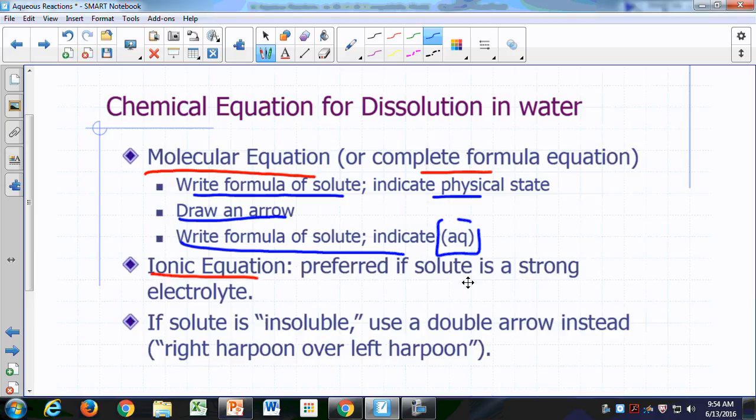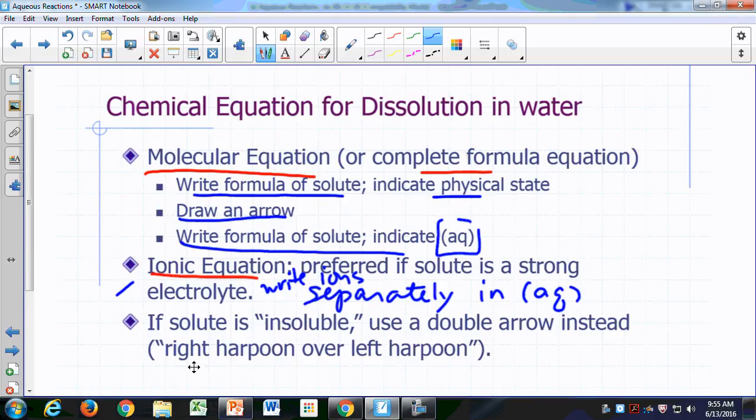And like I said, if the solute happens to be a strong electrolyte, it's completely ionized in water. What you really should do is, for the right-hand side, in the aqueous version of your formula, it's preferable that you actually separate the ions. So write the ions separately in aqueous solution.